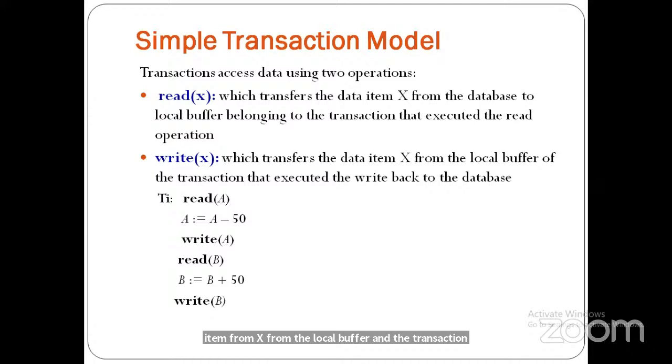If you observe here, what is T1? Read A, then A equal to A minus 50. Now it should write, right? Write A.